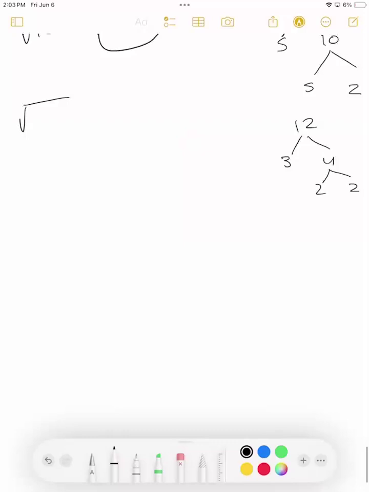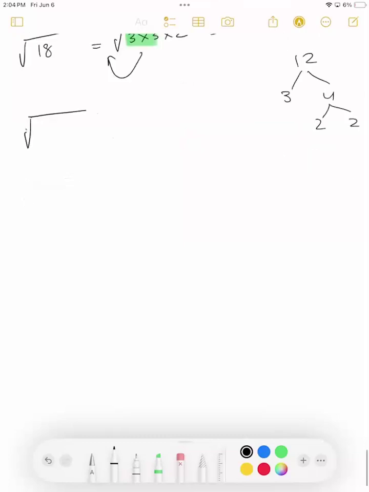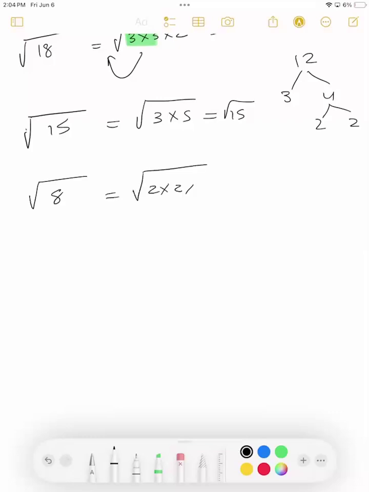What if you have, let's say, 18? 18 is made out of 3, 3, and 2. You have 2 3s. It comes out as 1 3, and you have a square root of 2. Let's say one more. What if I have 15? 15 is 3 and 5. I don't have a double of anything, so it stays the square root of 15. How about 8? 8 is made out of 3 2s. I can pull out only 2 because it's a square root. So I pull out one of the 2s, and then the other 2 stays under.